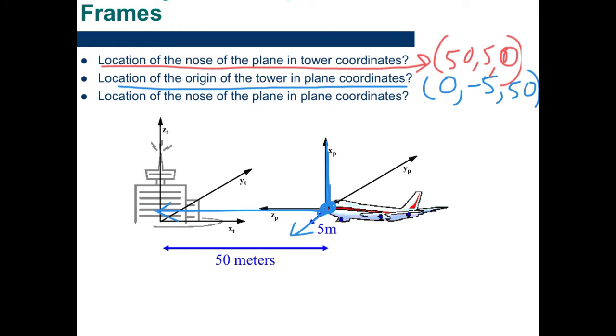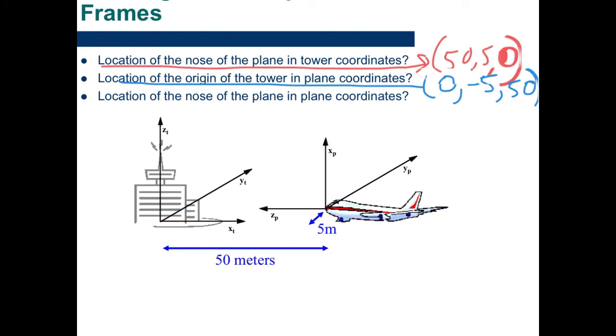And then our last question here, let's do this last one, the location of the nose of the plane in plane coordinates. Well, the nose of the plane is located exactly at the origin of the plane, right? So that's just at 0, 0, 0.